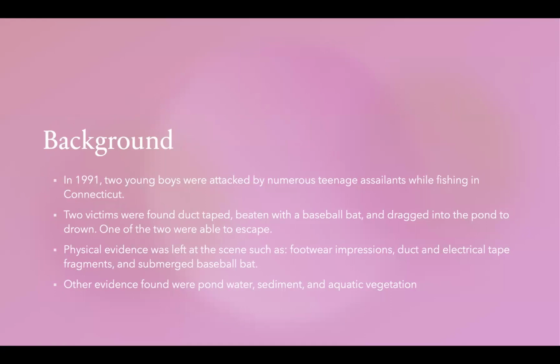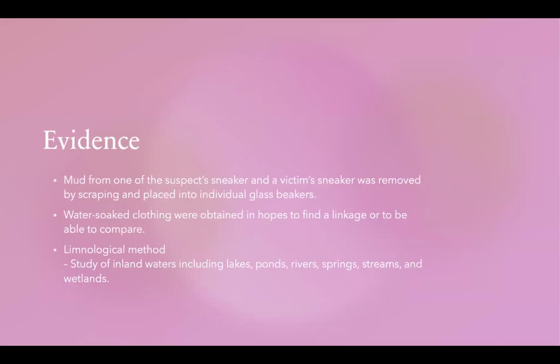Physical evidence was left at the scene, such as footwear impressions, duct and electrical tape fragments, and a submerged baseball bat. Other evidence found were pond water, sediment, and aquatic vegetation. The evidence that I'm going over is that mud from one of the suspect's sneakers and a victim's sneaker was removed by scraping and placed into individual glass beakers. Water-soaked clothing was also obtained in hopes of finding a linkage or being able to compare.